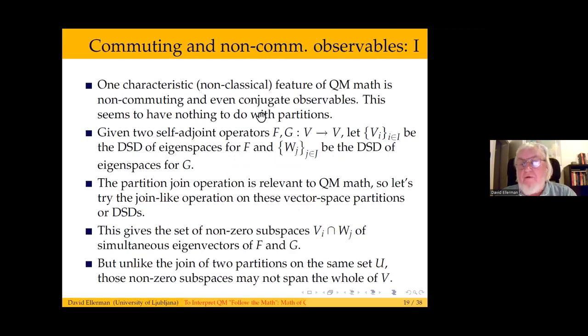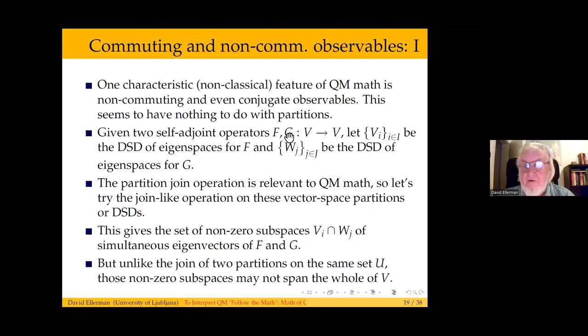Okay, so now we have these two ways in which we translated the basic concepts of states and observables back into partition math to see where they come from. So let's now go over some of the peculiar aspects of quantum mechanics math and see how it all plays out at the partition level. One thing that was originally thought to be a big deal, characteristic of quantum math, is that observables can be non-commuting, which doesn't happen in classical physics, and even conjugate. And when you look at linear operators that commute or don't commute, or are conjugate, that seems to have nothing to do with partitions. So let's see how it really does have to do with partitions.